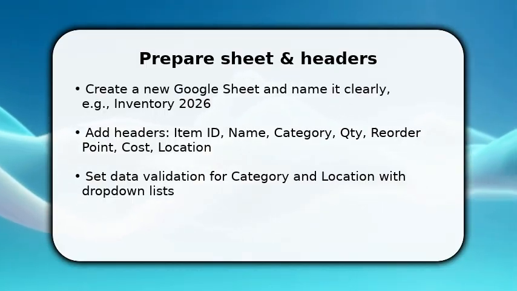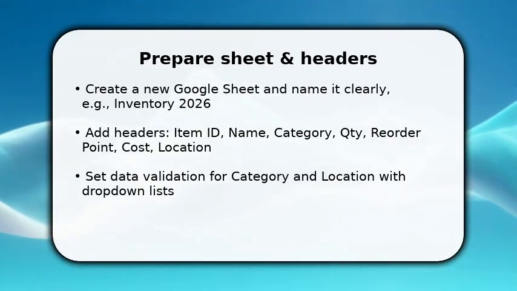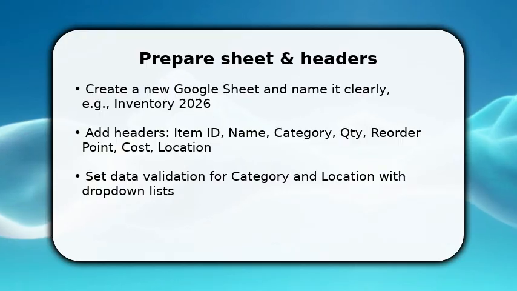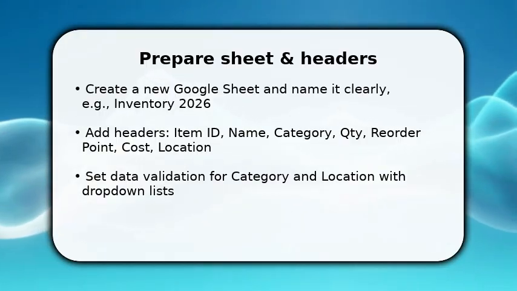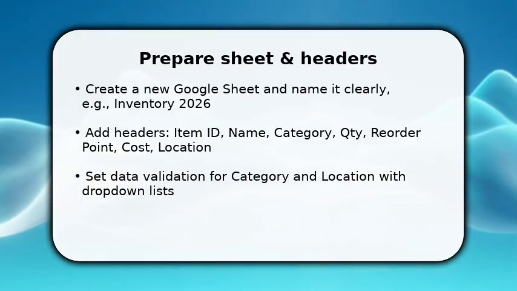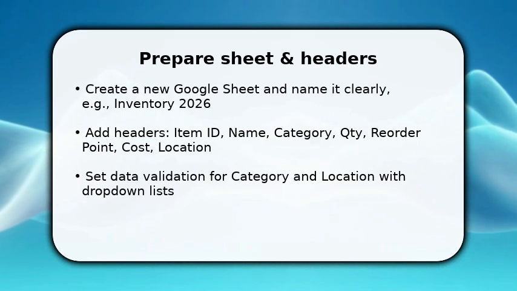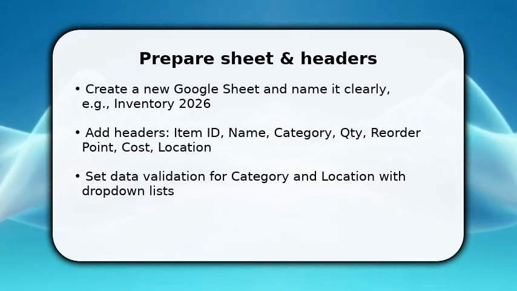Once done, set data validation dropdowns for category and location to standardize entries. Also format QTY and cost columns as numbers and currency so calculations work. You should freeze the header row and give the sheet a clear name so collaborators can find it immediately.